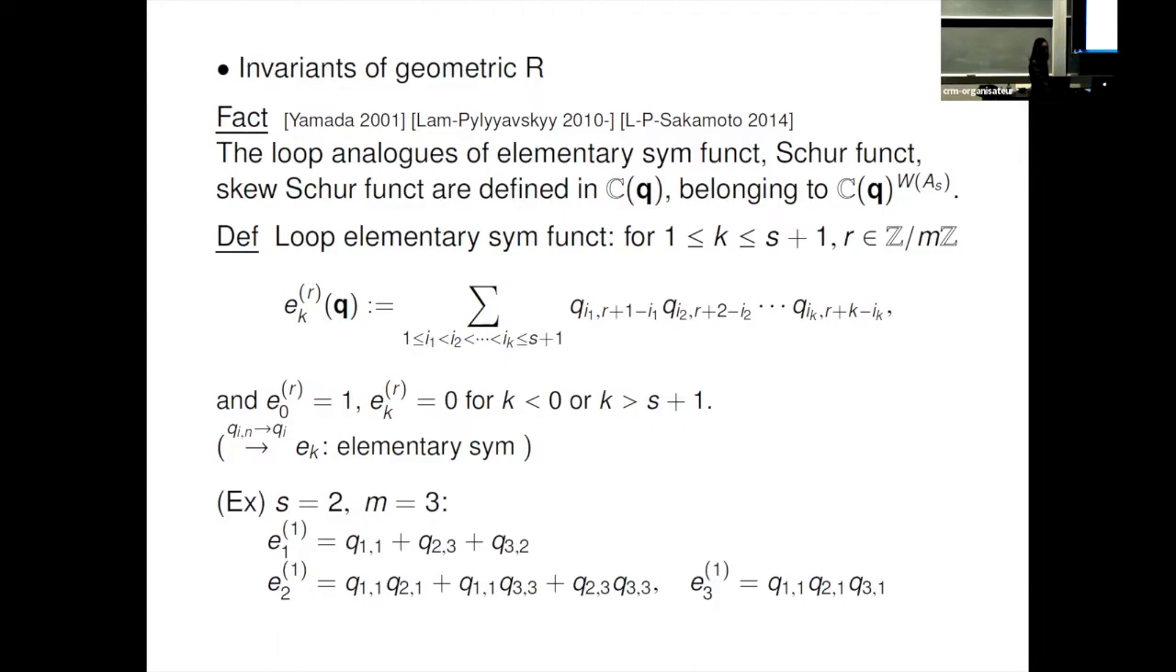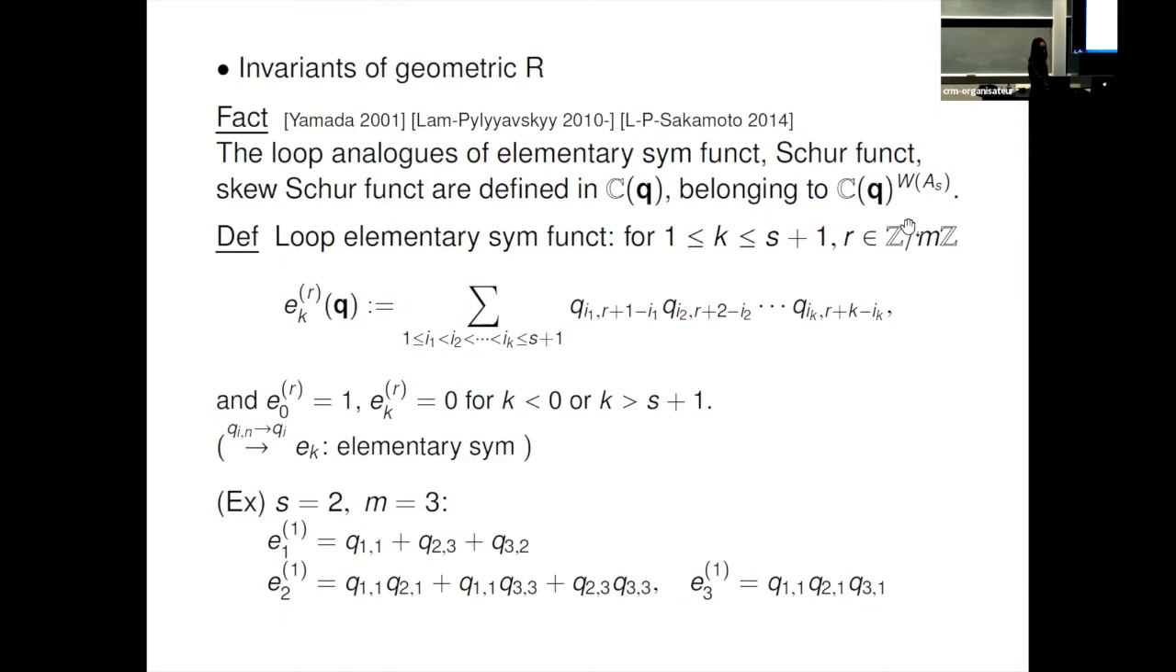Then this is an example. So s is 2 and M is 3 case. So E_{1,1} is q_1^1 plus q_2^3 plus q_3^2. And if you forget the second index, we recover the original elementary symmetric function of the lowest degree. And this is E_{1,2} and E_{1,3} and so on. Then actually we define this function in this way.